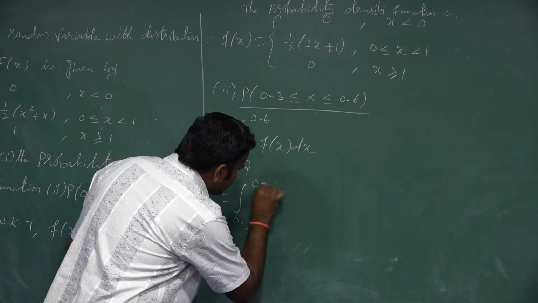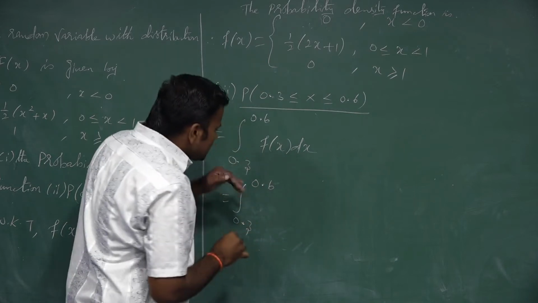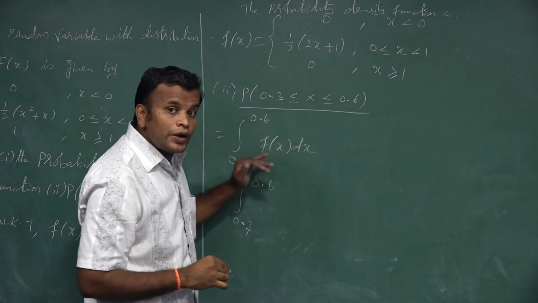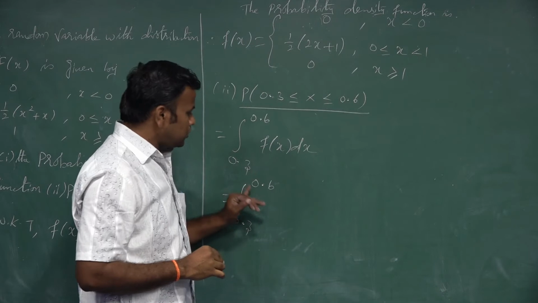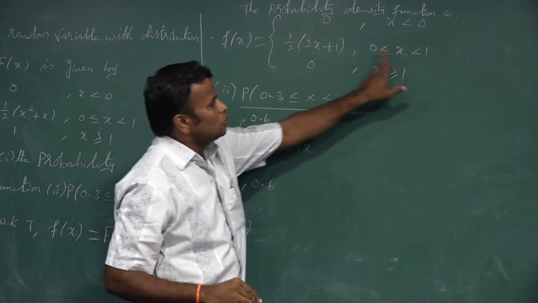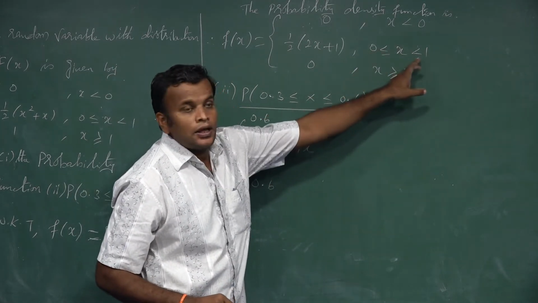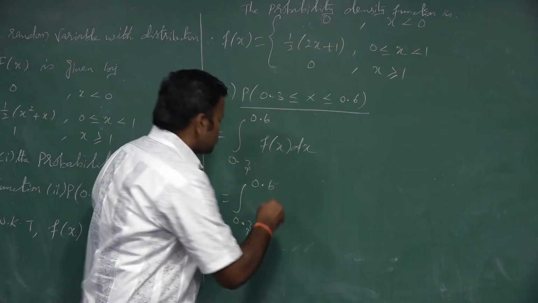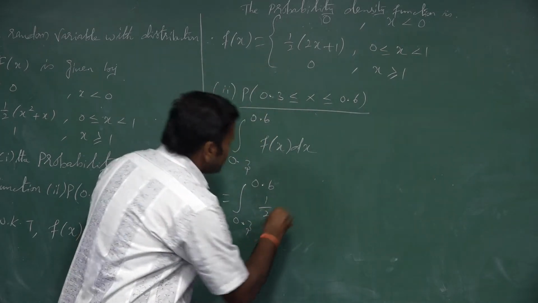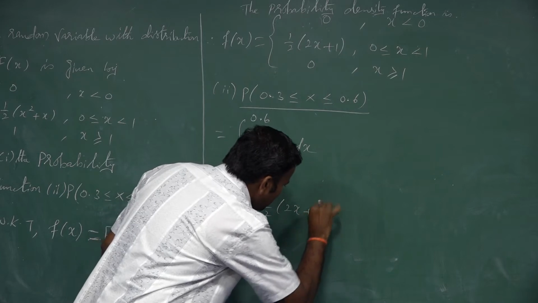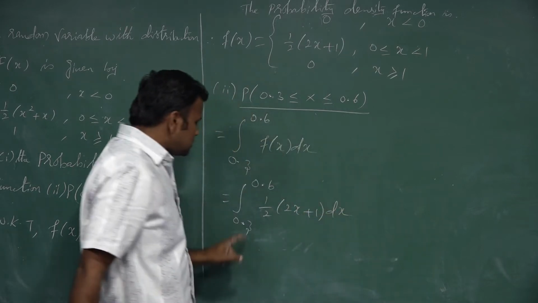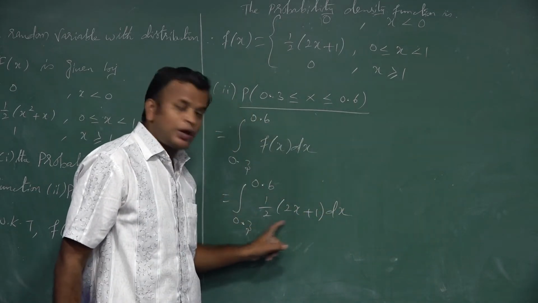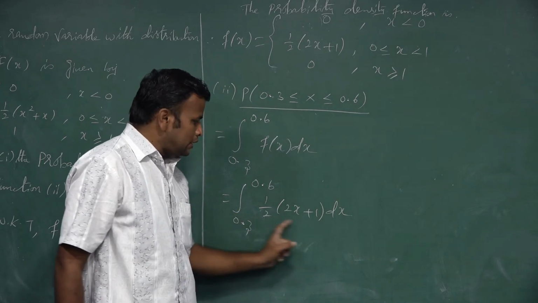In the interval 0.3 to 0.6, you see, 0 to 1, how to define f of x? 1 by 2 of 2x plus 1 into dx. In this interval, f of x is defined in this manner. So we write. Now we integrate the term.